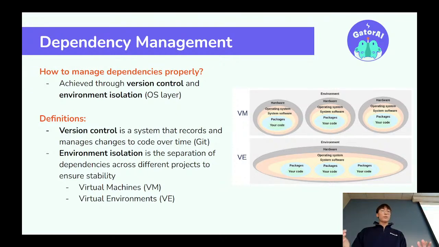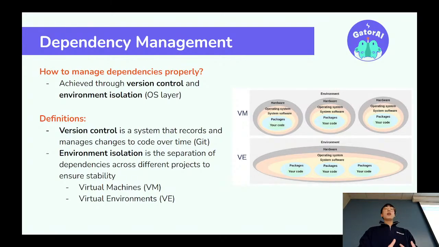So version control, like we said before, is a system that tracks and records changes to your code, to your project over time, right? We talked about how you're using Git for that. And this also tracks your dependencies over time. So as you're updating your dependencies, Git can track all the dependencies that you're using and make sure that at every step of the project, it knows exactly what dependencies your code needs, right?